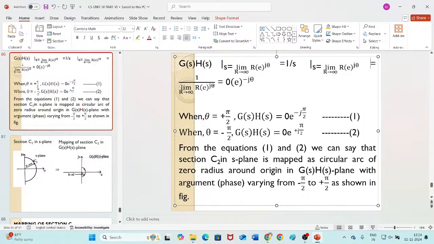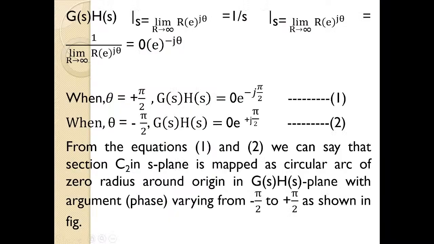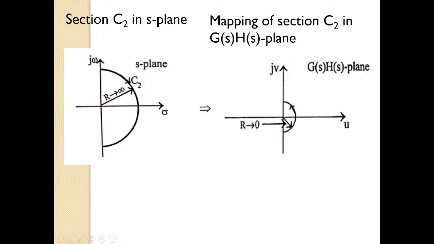Okay then. Now this is our radius 0 and theta is varying from minus pi by 2 to plus pi by 2. So our actual plot on S plane was C2 with radius r tends to infinity. Now our radius is what? R tends to 0. What is our theta value?